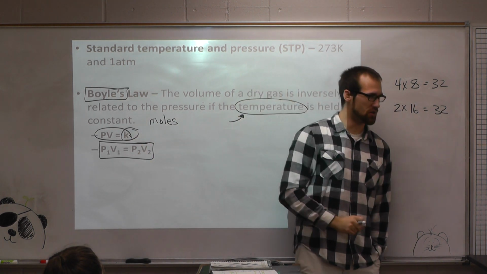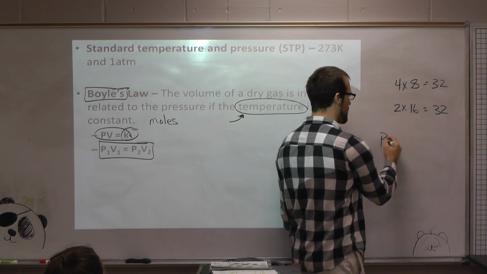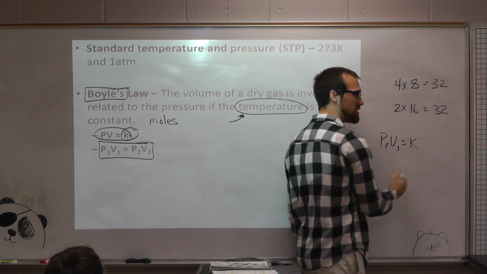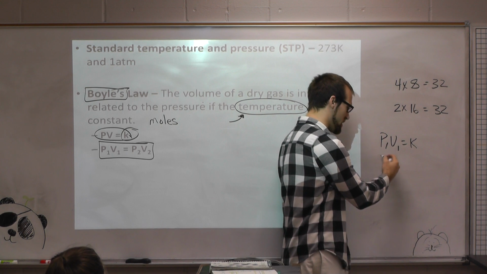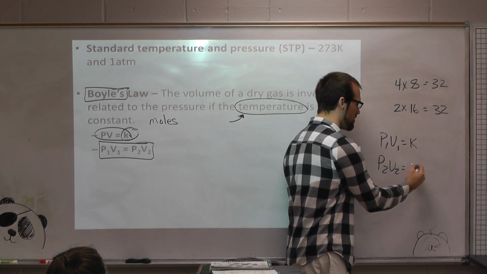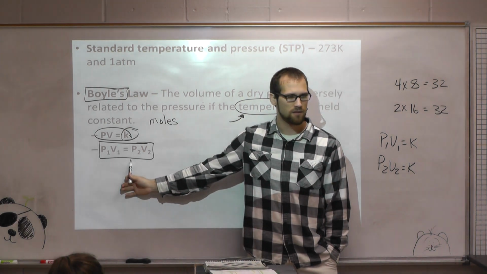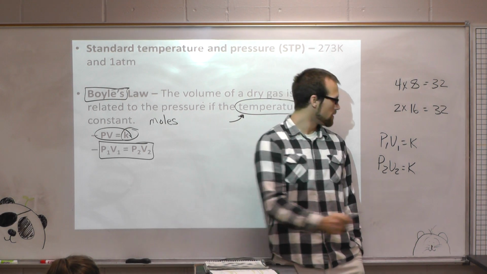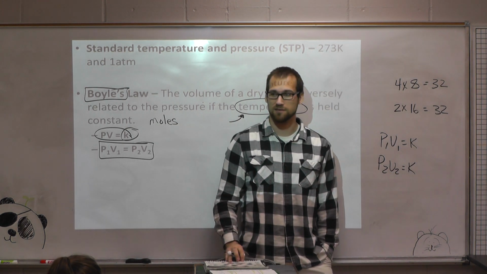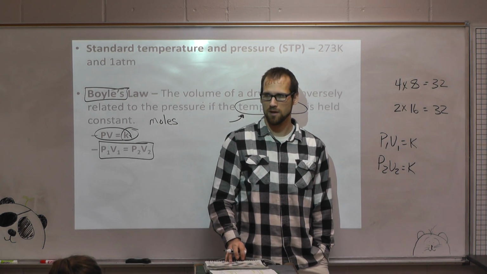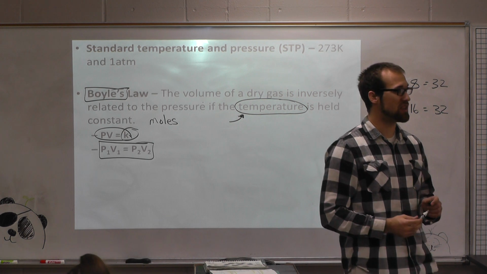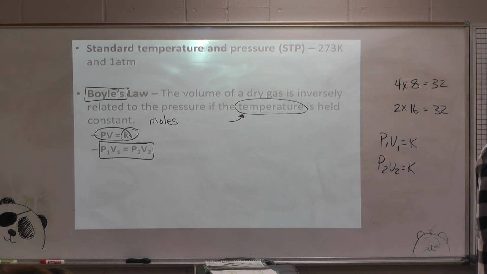Well, if that's true, then I could have P1 V1 equals constant. I could have my second situation, P2 V2, would also equal the same constant. And so what do you think they did to get this? Replace K with K, since they are the same. So what this is saying is, if I know the initial conditions, and the final pressure or the final volume, I can find the other variable, and vice versa.